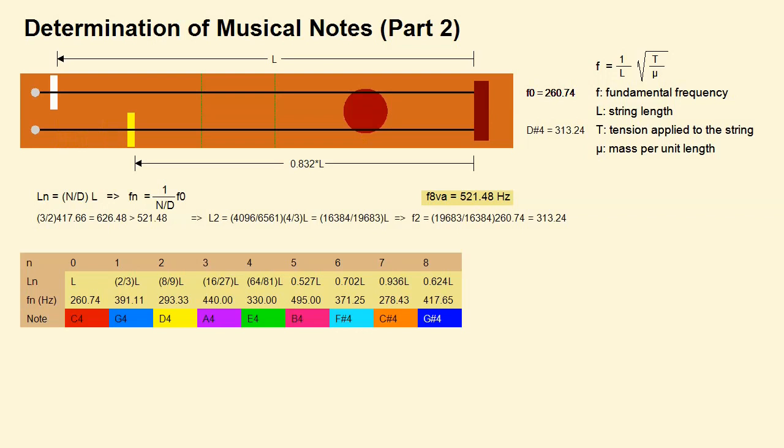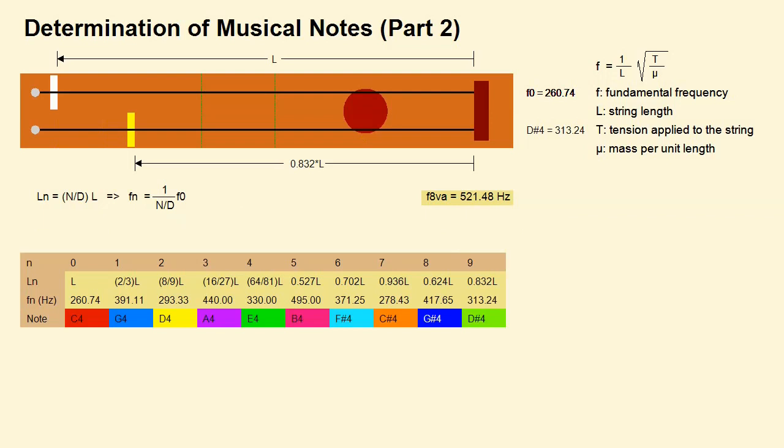This setting at 16,384/19,680 of the string length produces a joint sound of both strings that is pleasing to the ear. We will note this in the table. If we multiply the frequency of the note D sharp 4 by 3/2, we get a frequency of 469.86 Hz, which is lower than 521.48 Hz.